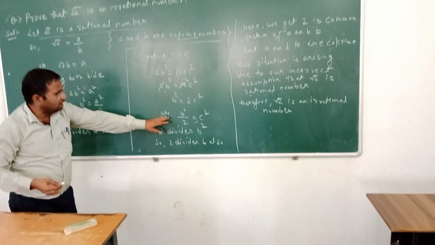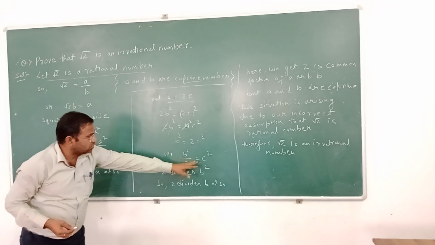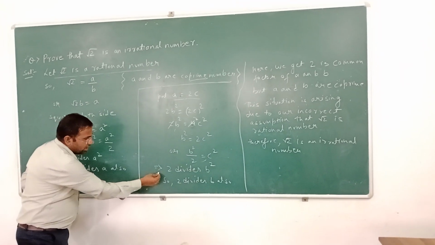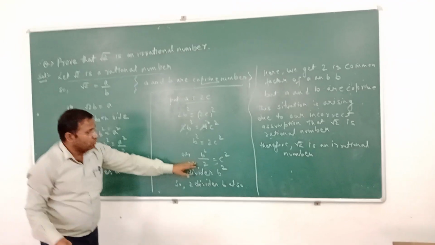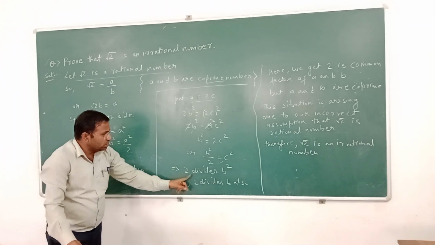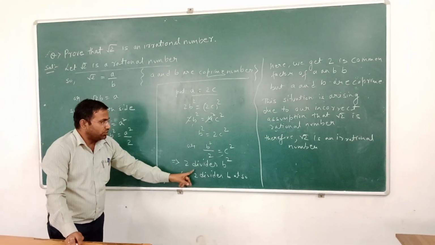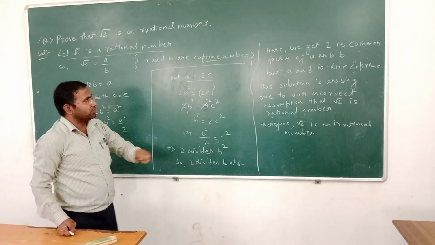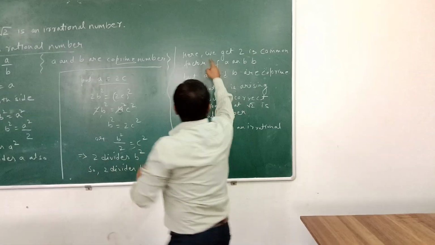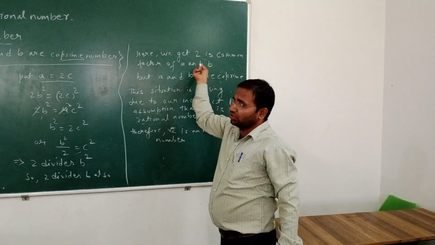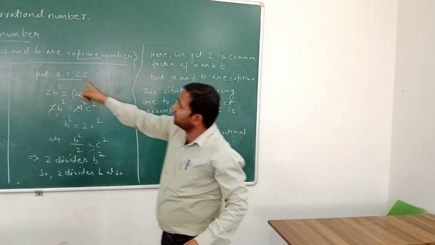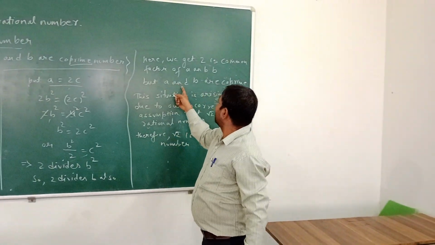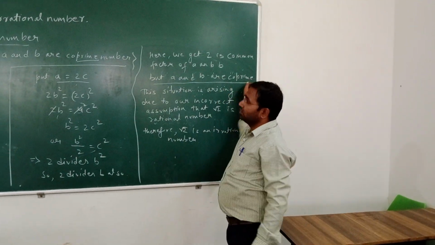So here what will we get? b square upon 2 is equal to c square. Now what are we getting from here? 2 divides b square. If 2 divides b square, then we can say that 2 divides b also. So here we get 2 as a common factor of a and b. But a and b are co-prime. We have written that.